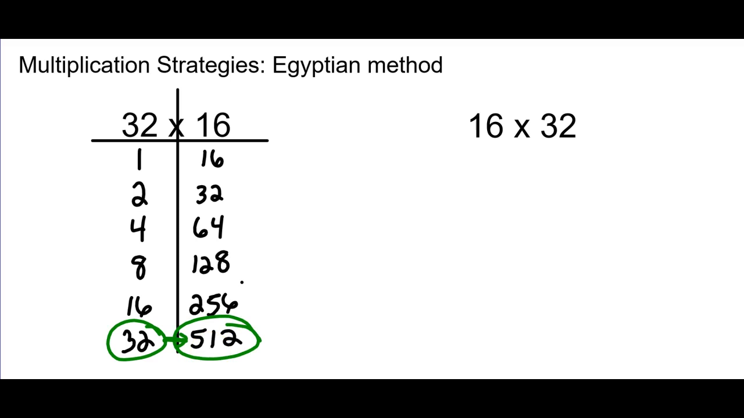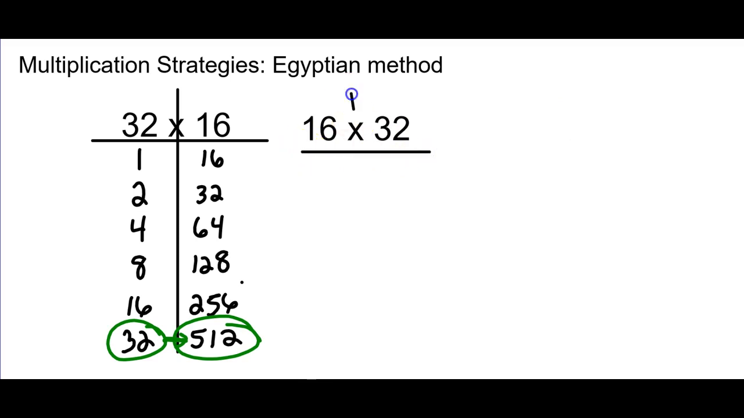Now, once again, because multiplication is commutative, we could rewrite this as 16 times 32. And let's use the Egyptian method for multiplying that one out. So once again, on the left, we're going to write down 1 and start doubling it. 2, 4, 8, 16. And if I go any further, I'm going to exceed the original number 16.